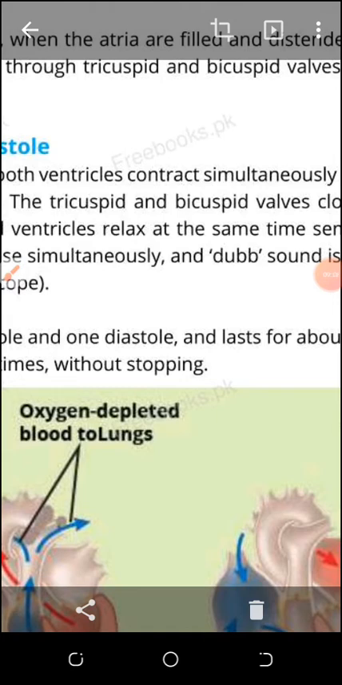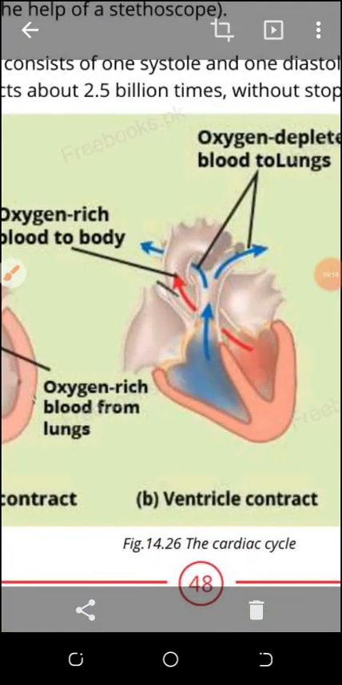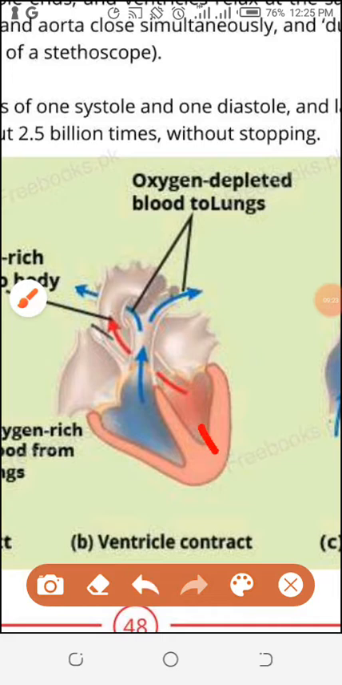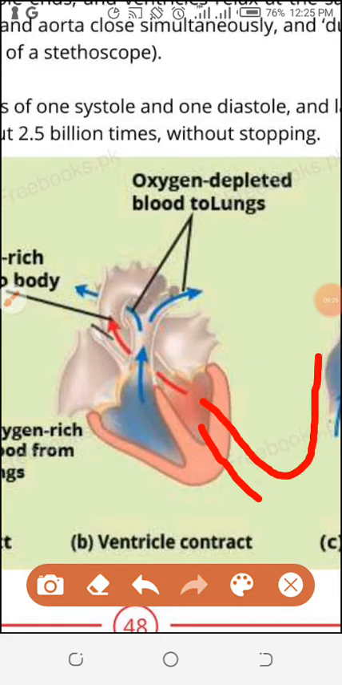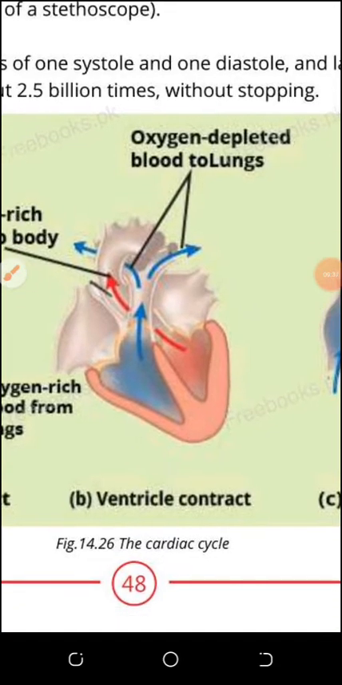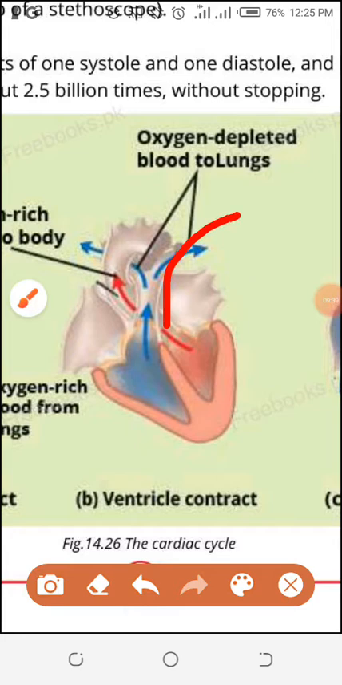When the ventricle contracts, that is ventricular systole. When the ventricle relaxes, that is ventricular diastole. Here the ventricles are relaxed. So what will happen? The semilunar valve which is present in the aorta, here you can see also, that will close. The semilunar valve coming from the left ventricle, this is the aorta, and this semilunar valve which is present in the aorta, it will close.